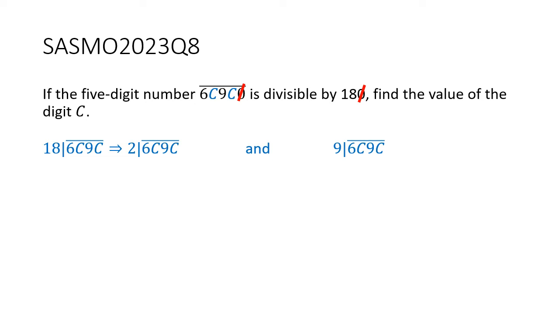So for 2 to divide this 4-digit number, we just need to check the last digit. So that eliminates many options for us. So C must be an even number. So C is either 0, 2, 4, 6, or 8. Now, which one would work?